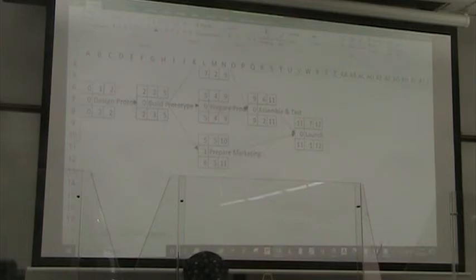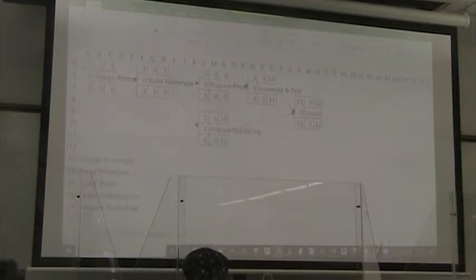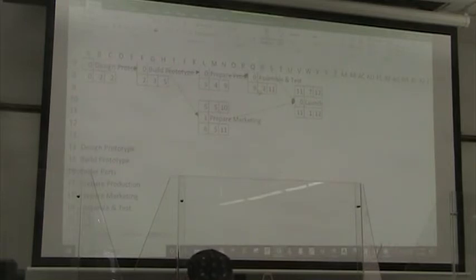that we have design the prototype equals build the prototype equals order parts equals prepare production equals prepare marketing equals assemble and test, and finally equals launch.